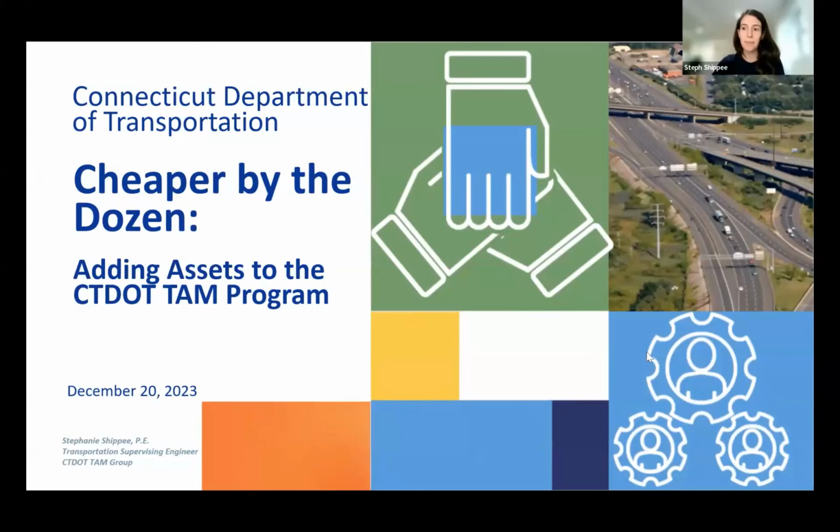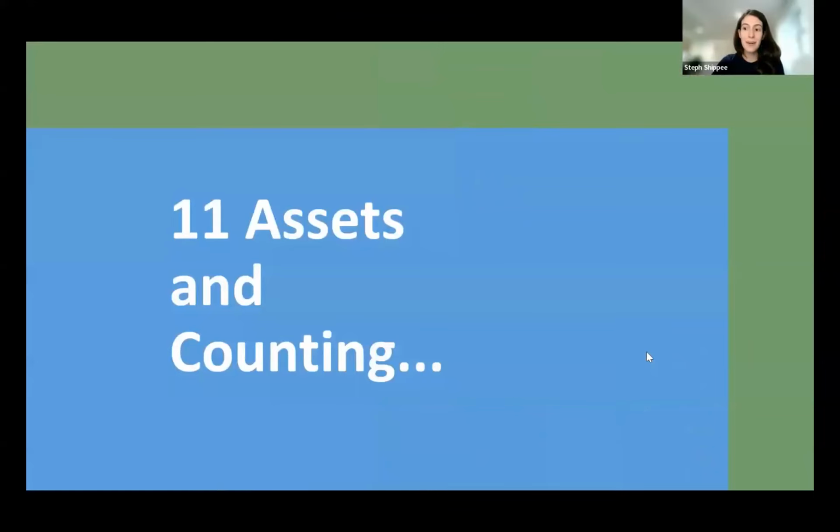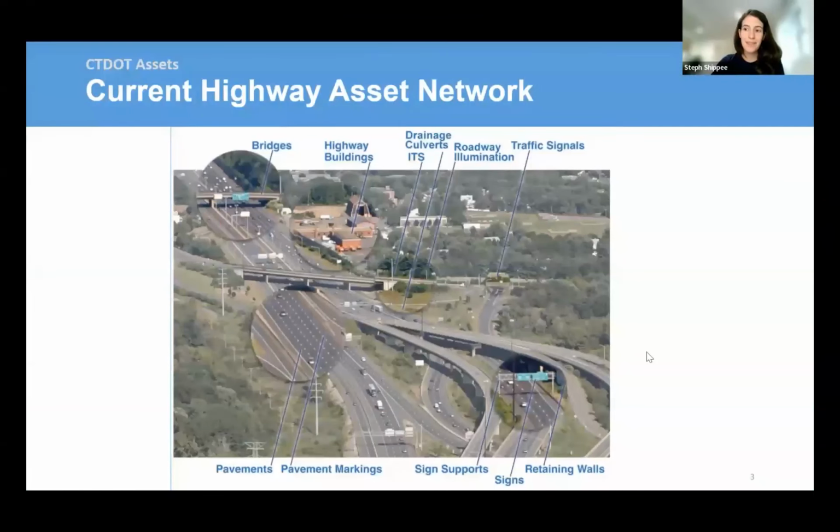Hello, I'm Stephanie Shippee, and today I'll be talking about the additional assets that Connecticut DOT includes in its Transportation Asset Management Program. Connecticut DOT currently has 11 assets in its highway TAMP and more in development for the future. We were fortunate enough to find this photo that includes all 11 of these assets. For bridge and pavement, we report both the required NHS data as well as the entire Connecticut DOT maintained network. We also include traffic signals, signs, sign supports, pavement markings, highway buildings, illumination, drainage culverts, retaining walls, and ITS ATMS.